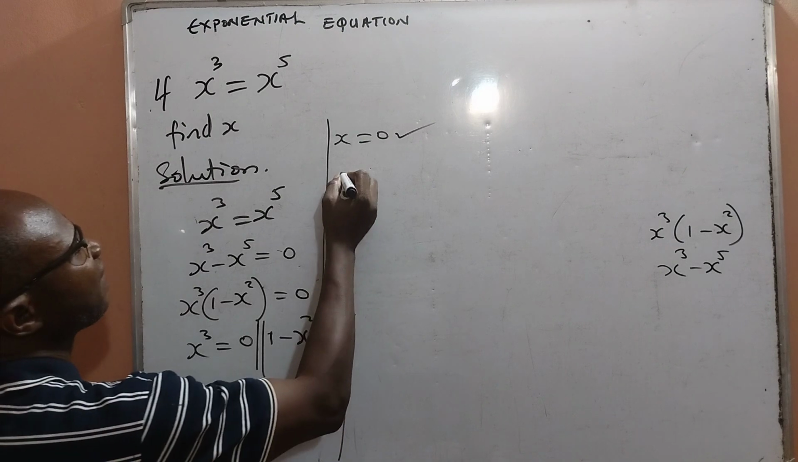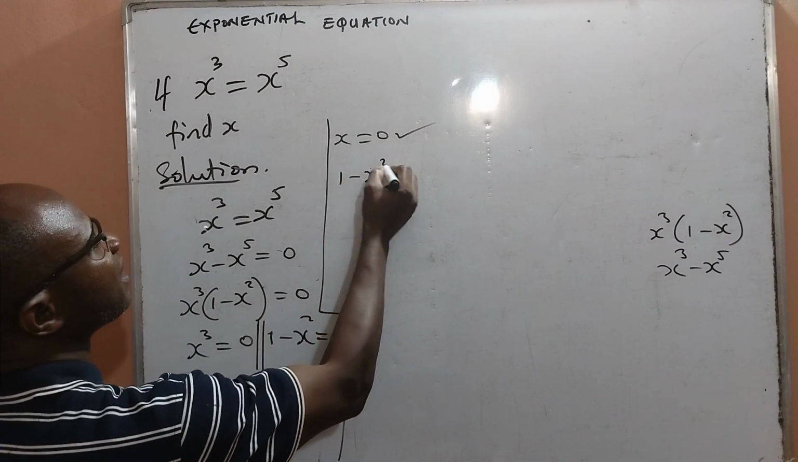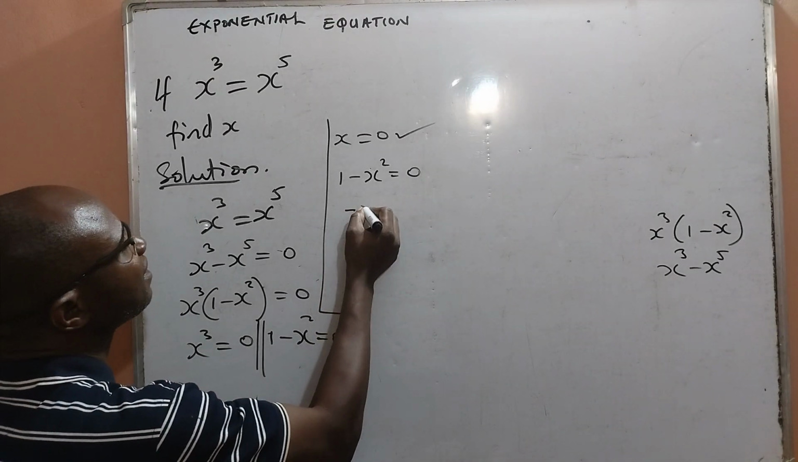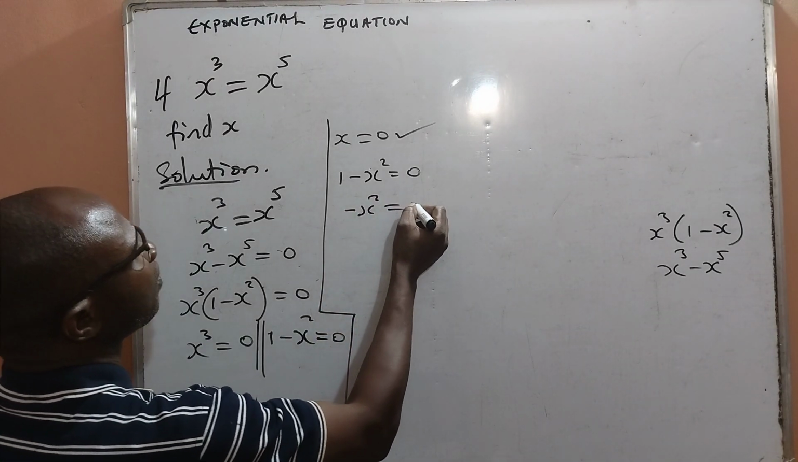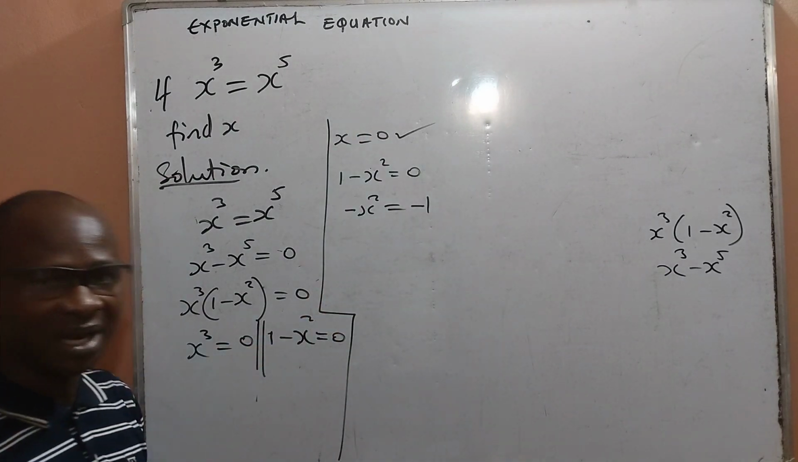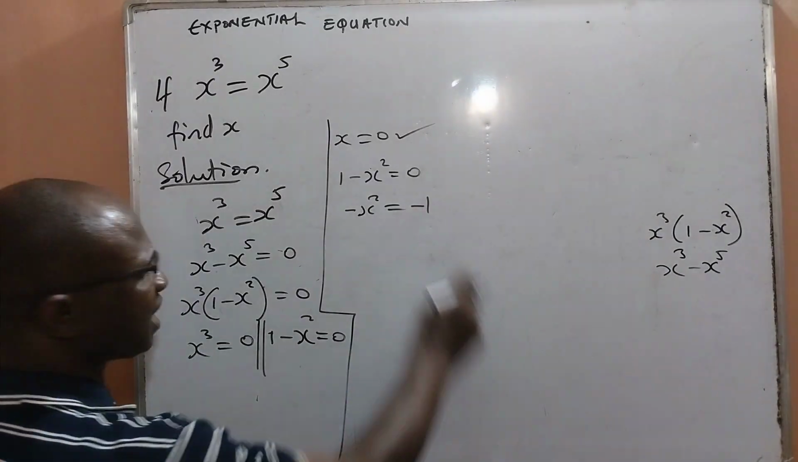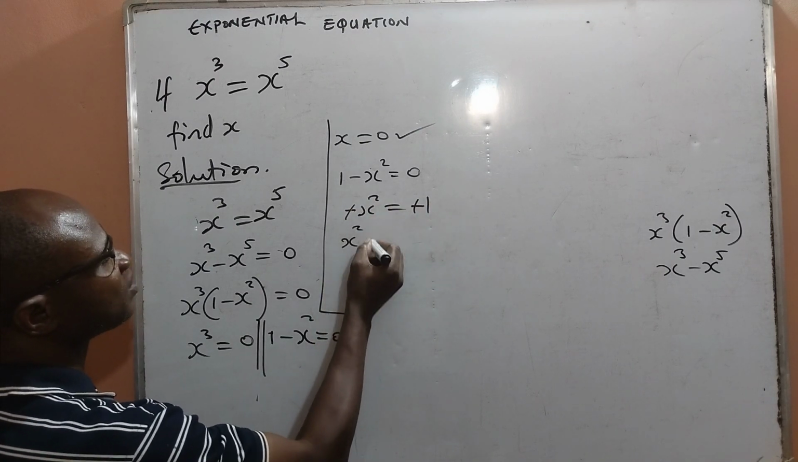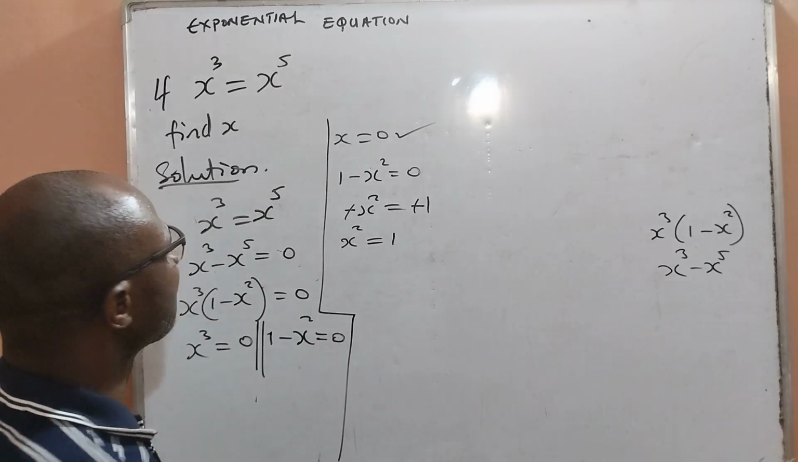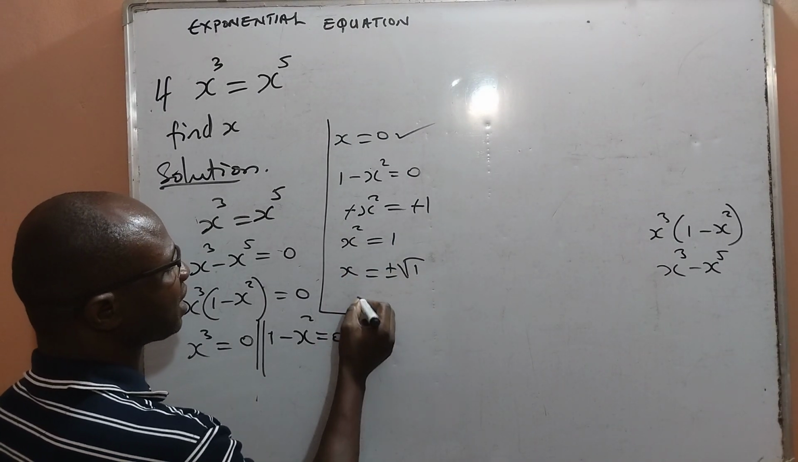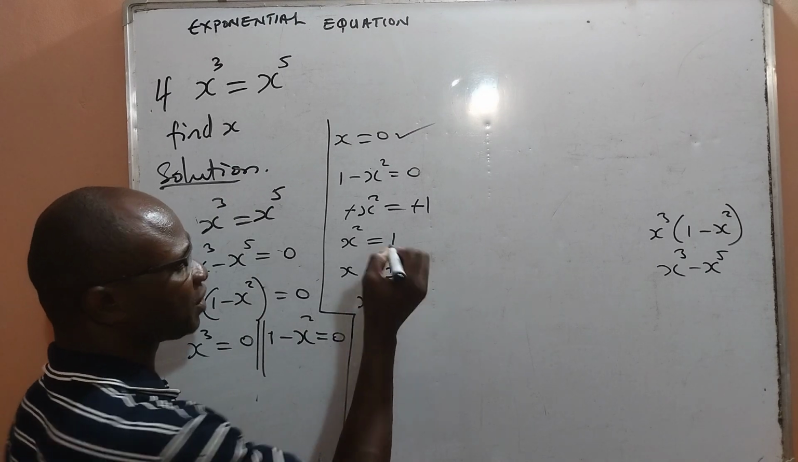Also, if I have it that 1 minus x raised to the power 2 is equal to 0, then it means that minus x squared is equal to minus 1. That is moving 1 to the right hand side across the equality sign. It attracts negative. So minus cancels minus, leaving me with x squared equal to 1. Therefore, x is equal to plus or minus the square root of 1. And of course, that will give us plus or minus 1.